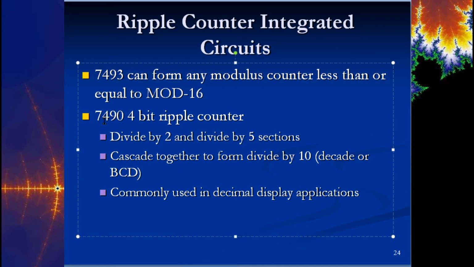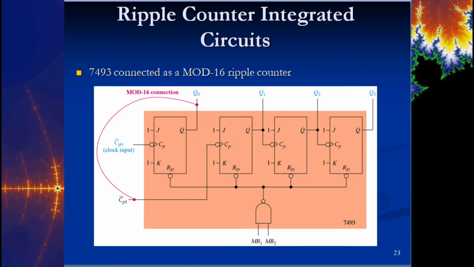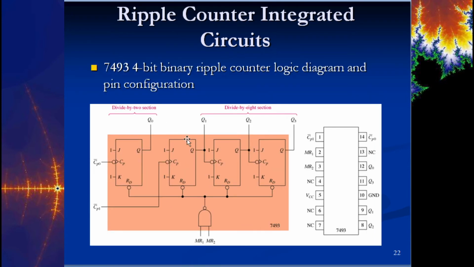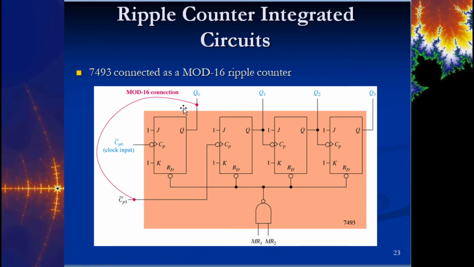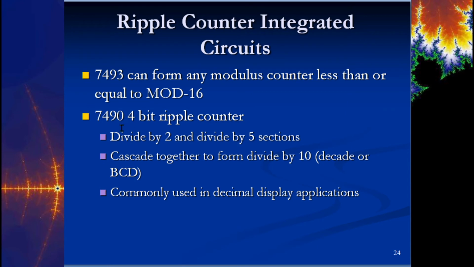A 7490 counter is what we call a decade counter. And the way that I remember this is because decade is 10 and 7490 ends in a 0. That's how I remember it. This has a divide by 2 and a divide by 5 section. And so if you notice from the previous example here, we've got a divide by 2 and a divide by 8 section. And so if you multiply those together, you get the divide by 16. Okay? And so here's that mod 16 connection if you wanted to get those upper counts. So this one, it has a divide by 2 section and a divide by 5 section.